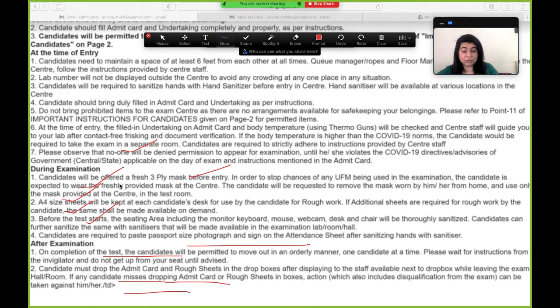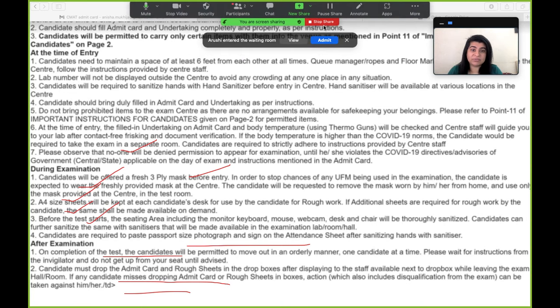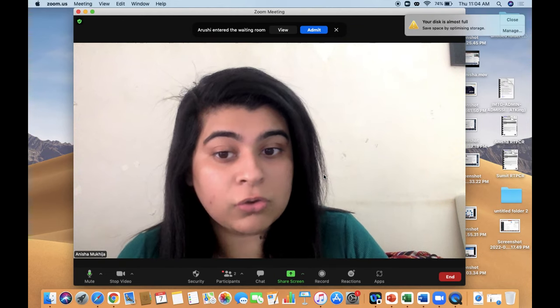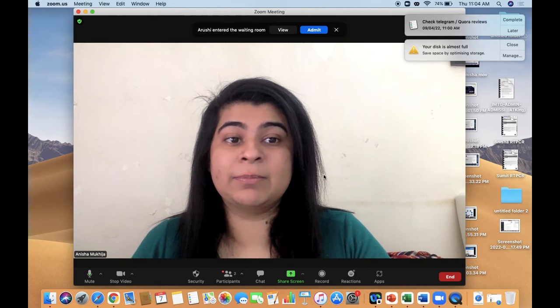Your rough sheets will be A4 sheets which will be given to you. You will write your numbers on the same and then later on deposit that also there itself. Okay. Before this test starts, the seating area including the monitor, keyboard, mouse, webcam, desk, everything has been thoroughly sanitized. You have to carry one extra passport size photograph for the attendance sheet, so please make sure you are carrying that. On completion of the exam, you will be allowed to go in an orderly manner outside, dropping your admit card as well as your rough sheets in the drop box, and then you will be allowed to proceed out. Lot of instructions, lot of precautions, lot of safety being taken care of for you to make sure we are able to meet the COVID guidelines well.